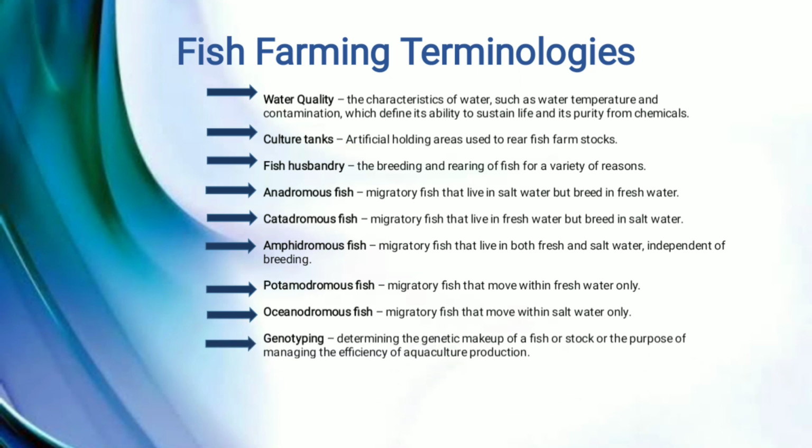Next is genotyping, determining the genetic makeup of a fish or stock for the purpose of managing the efficiency of aquaculture production. And next is in vitro fertilization, artificially fertilizing fish eggs in a laboratory setting. That means you will collect the milt from the male and oocytes from the female, and you will mix them in water baths, just for the sake of fertilization.